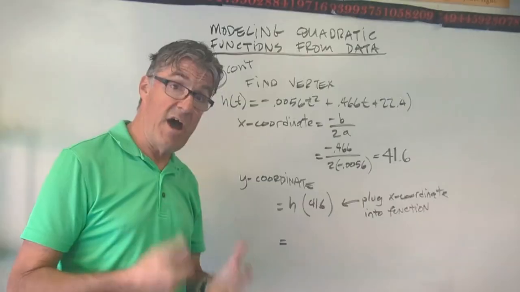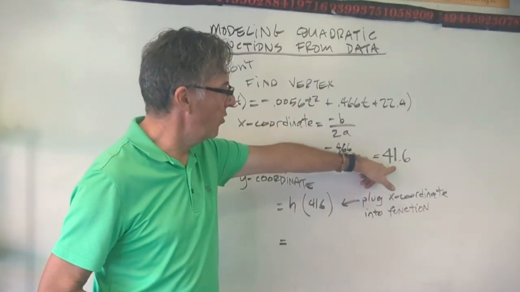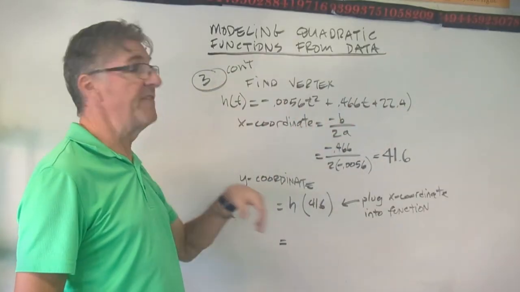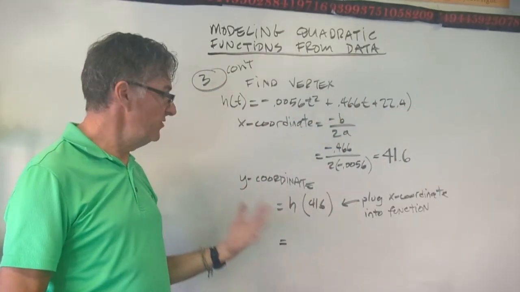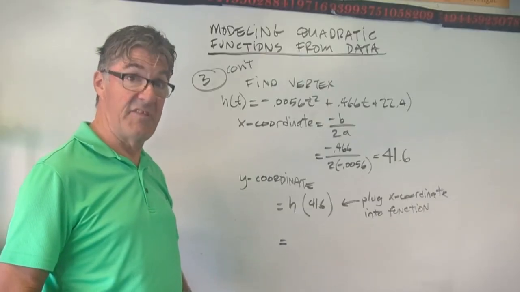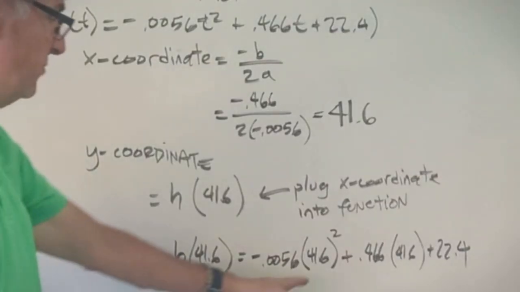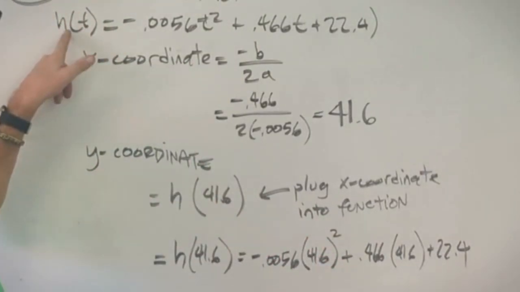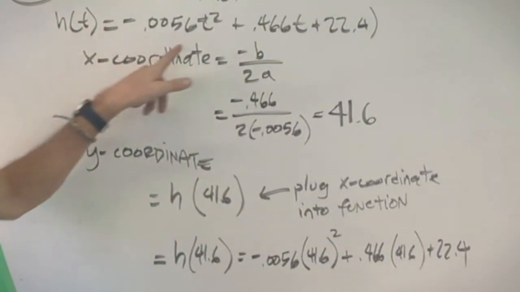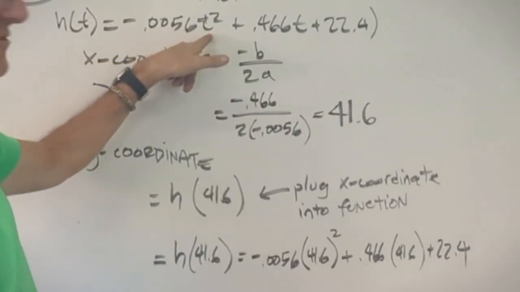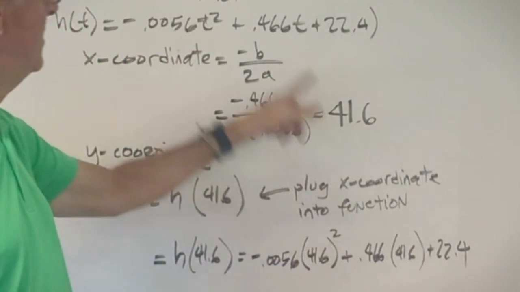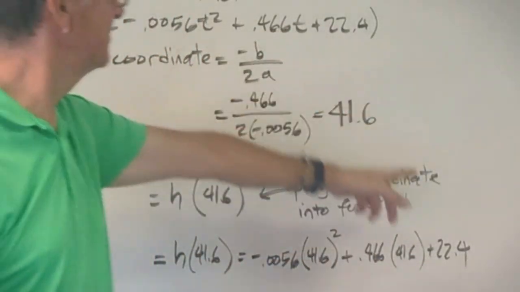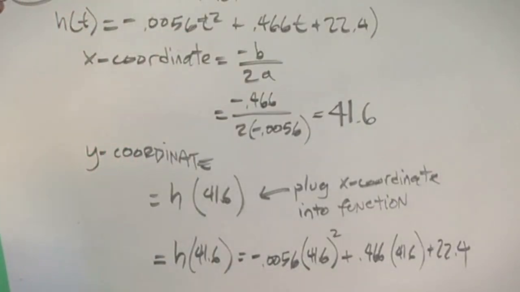Now, to get the y-coordinate, you take the x-coordinate and you put it into your equation, and you do that math, and that gives you the y-coordinate. So pause the video and do your plug-in step for that. Okay, here's my plug-in step. I just put in 41.6 wherever t is in this equation. So h of 41.6 is minus 0.0056 times 41.6 squared, plus this times 41.6. Finally, this is just the regular thing, comes back down to 22.4.